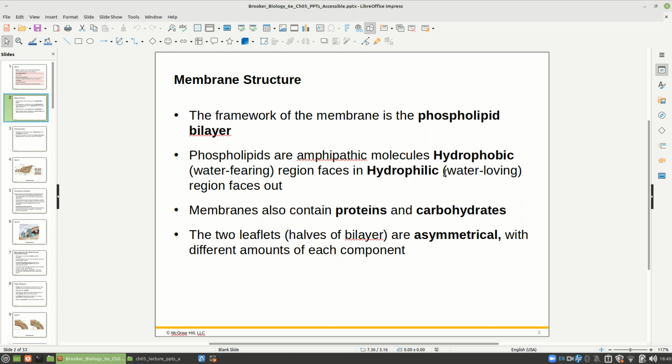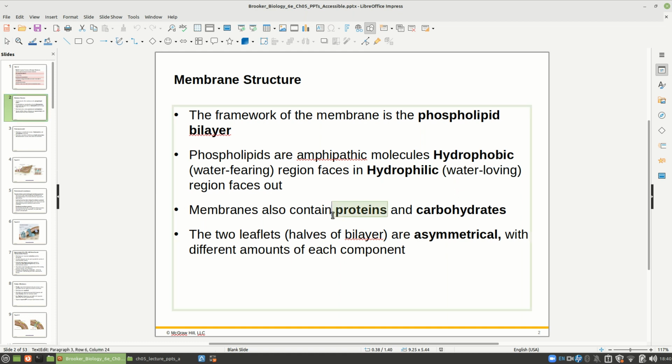You need to understand hydrophobic and hydrophilic. You also need to know in this test for sure, as a central idea here, that within the membrane, it's not just lipid. You have proteins and you can have carbohydrates also embedded in the membrane. The membrane, of course, has two layers of lipids, so it is a bilayer, and there are all kinds of different things in the layers.